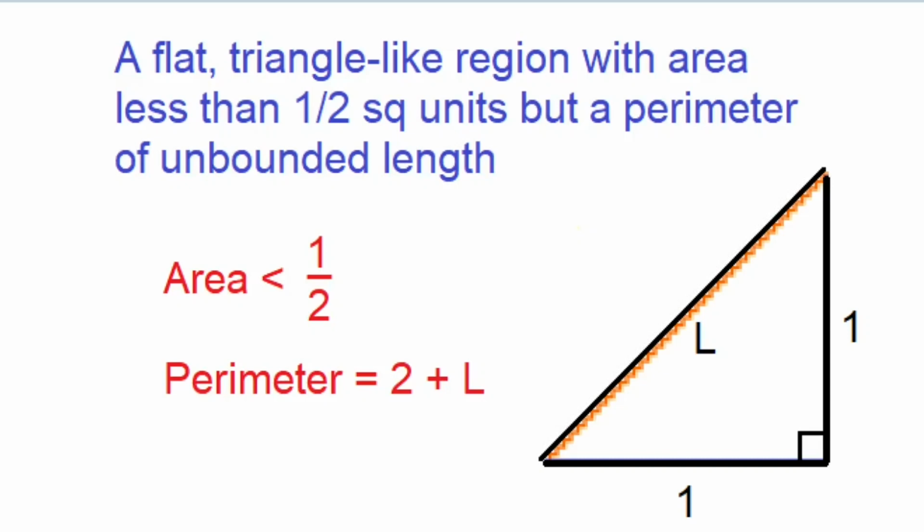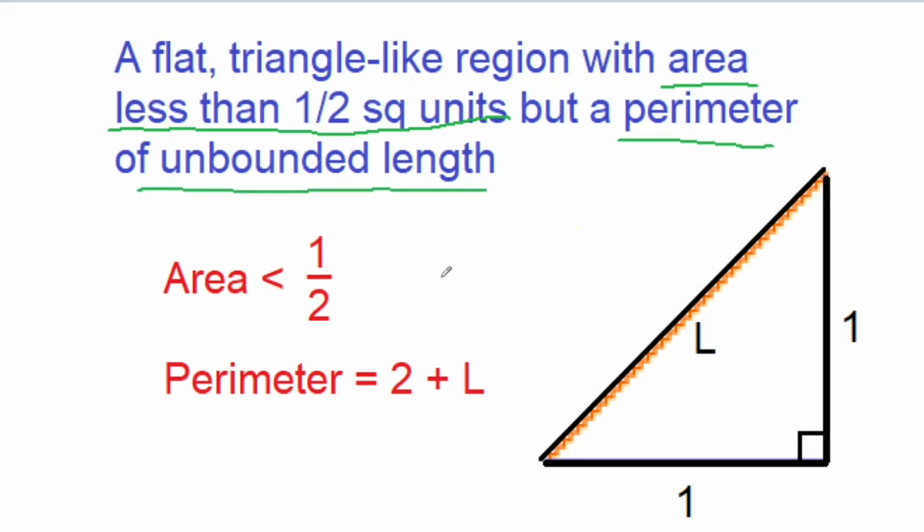Before discussing our paradox, I'll point out how it and the Torricelli trumpet are related to an analogous two-dimensional problem where we have area instead of volume and perimeter instead of surface area. Specifically, we are looking at a flat triangle-like region here with area that is less than a half of a square unit, but a perimeter that can have any length we want, no matter how large.